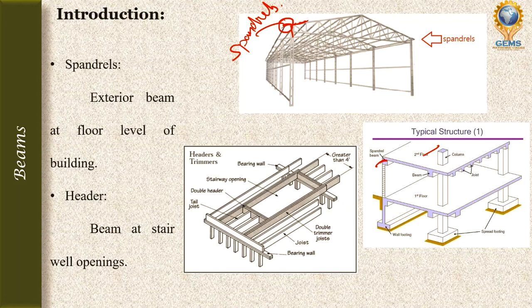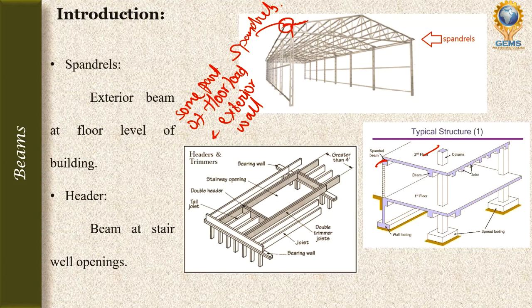So this exterior part we will call a spandrel. Why we need a spandrel is that it will carry some part of the floor load and the exterior wall. That is the use of the spandrel.